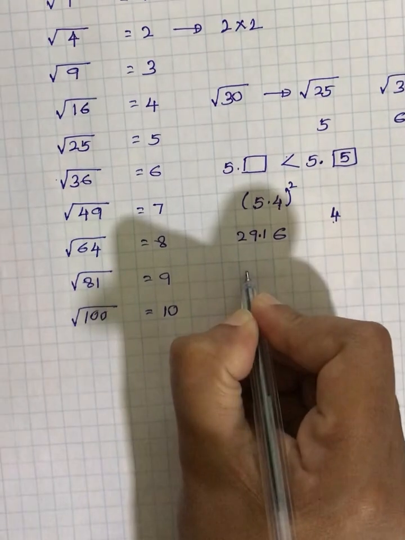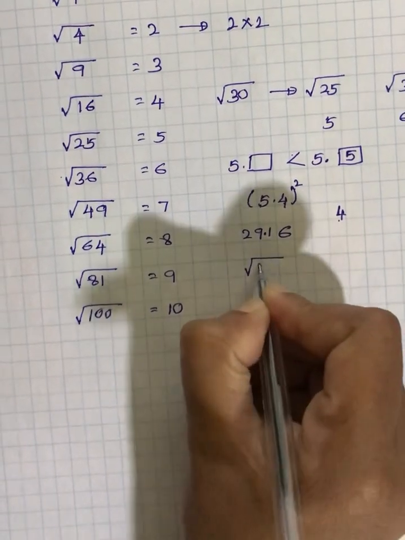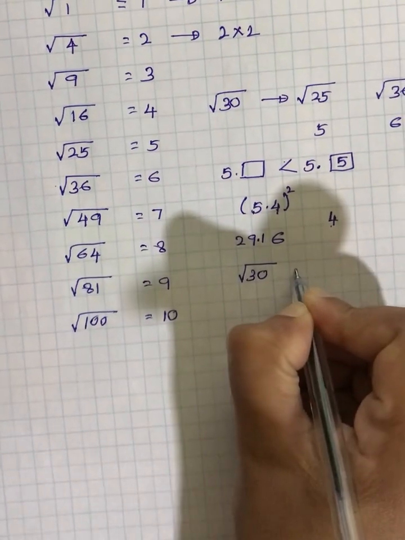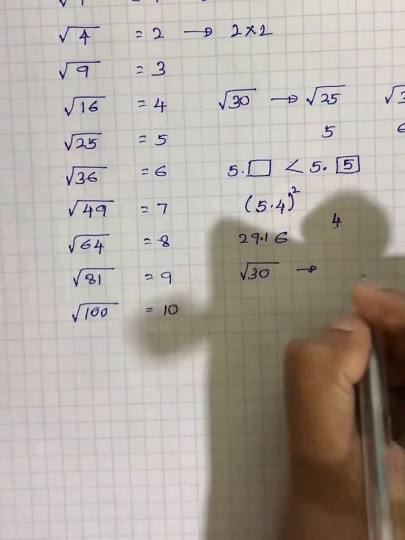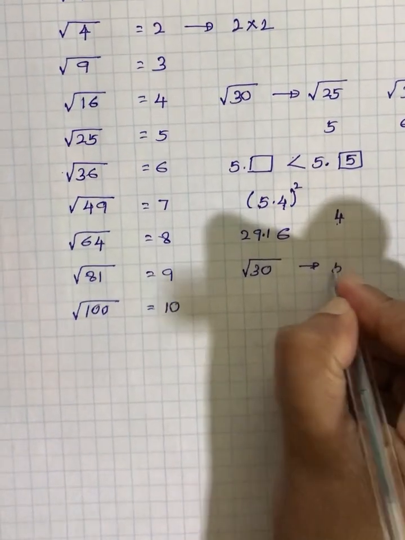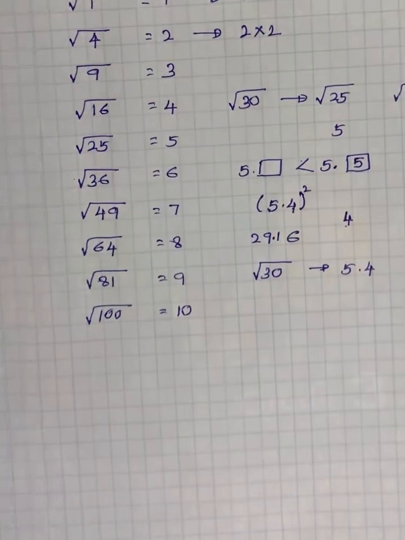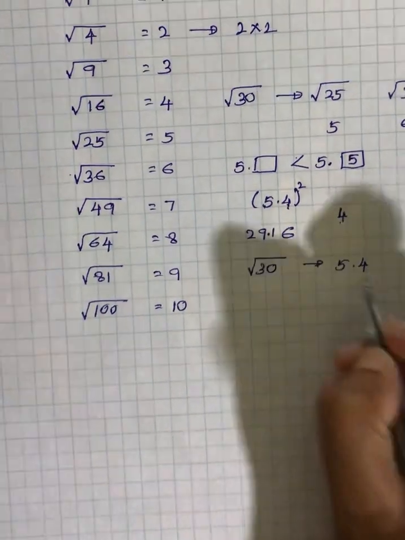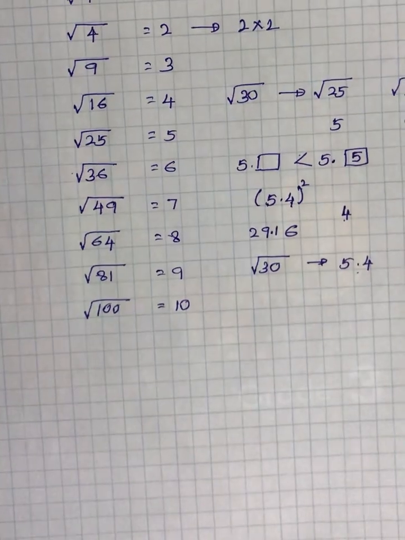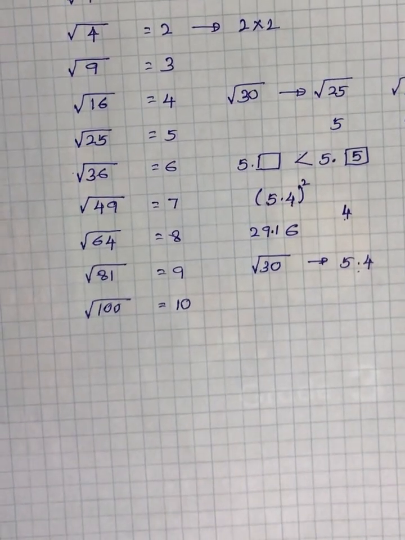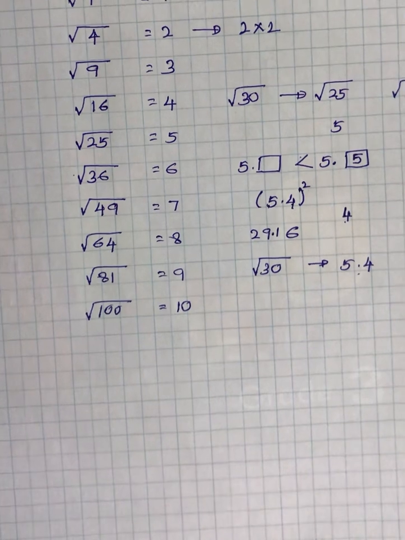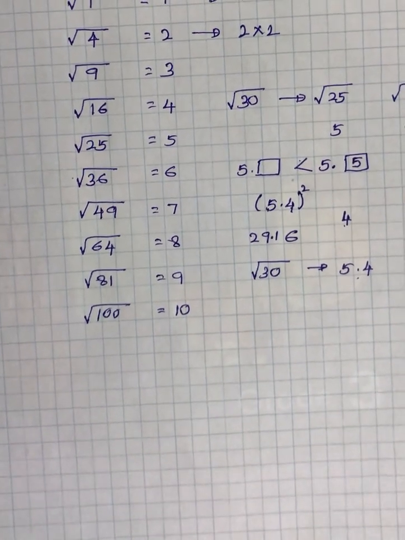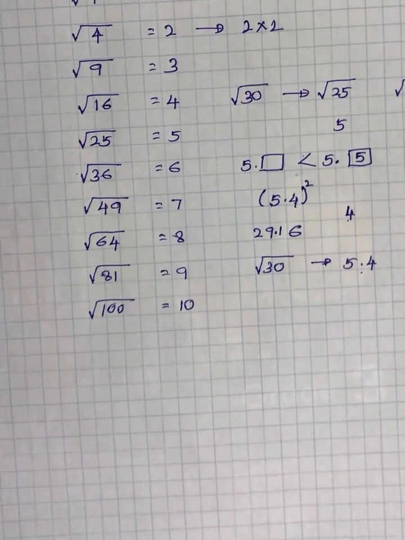So the square root of 30 should be 5.4, a little bit more than 5.4. So you can take this as the correct answer because you can't find it very accurately, as it gives you a decimal number, right? So that's it.